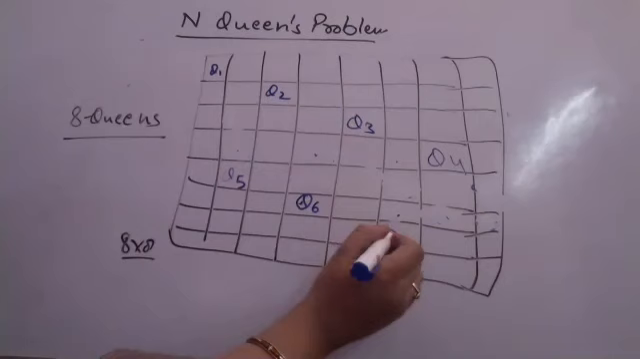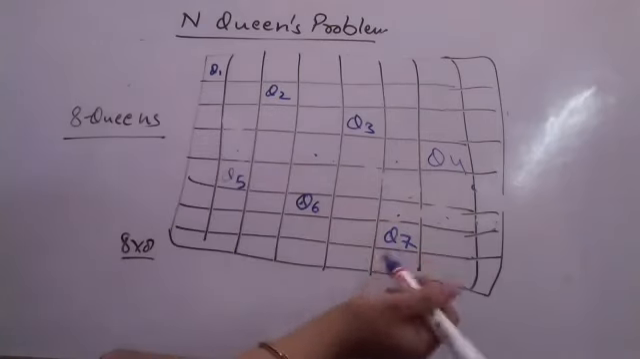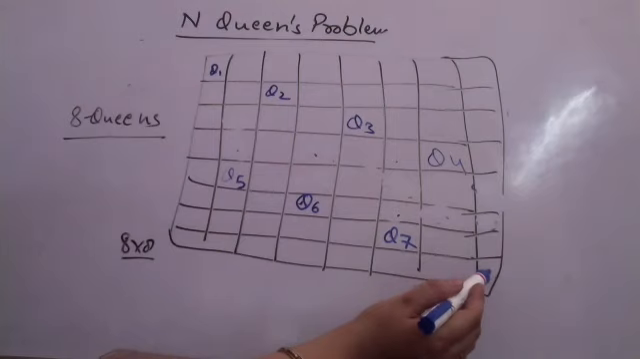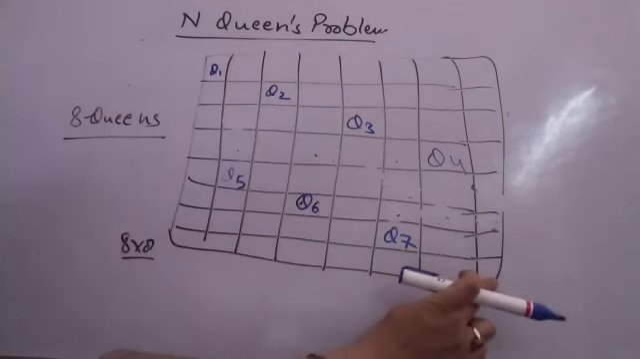Queen 7. It cannot be here. It can be put here. It is a safe solution here. And queen 8: we are only left with this column. But we cannot put it here because queen 1 and queen 8 will be under attack. So this is not a feasible solution.